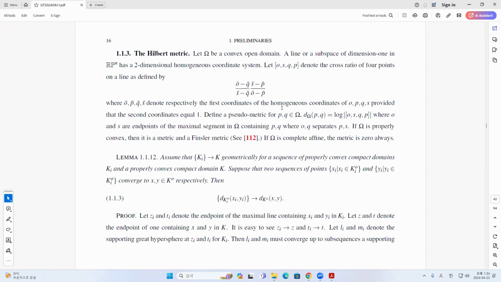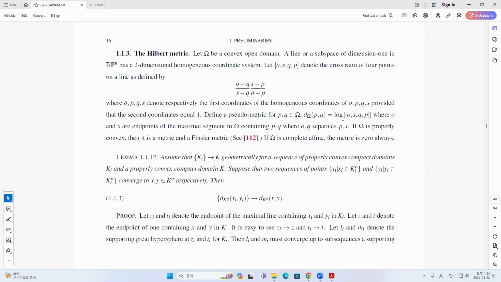So also we need to look at the Hilbert metric. So let's look at the cross ratio of four points like this. So suppose these are all distinct, where this denotes the first coordinate of the homogeneous coordinate, provided the second coordinate equals 1. So since this is a line, you can always use the two-variable homogeneous coordinate.